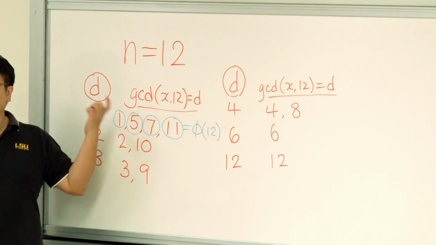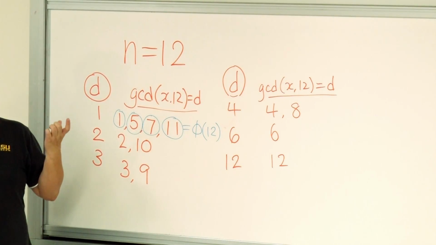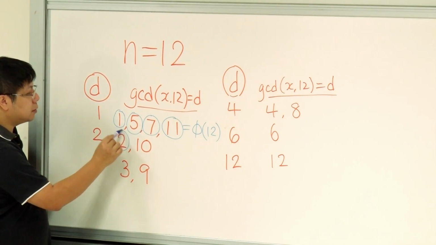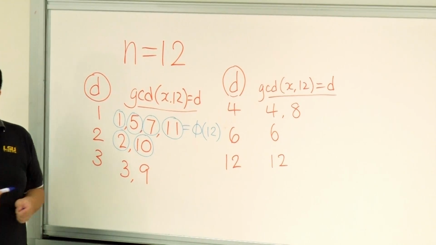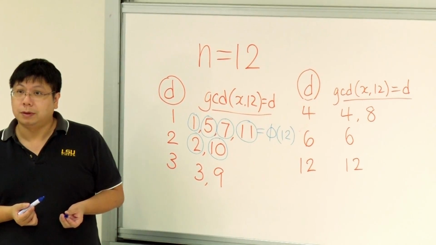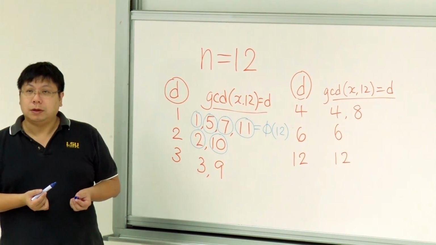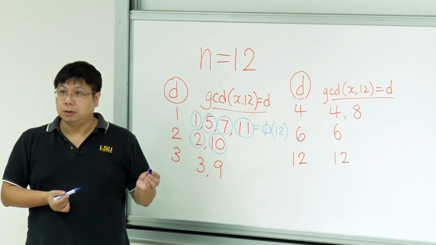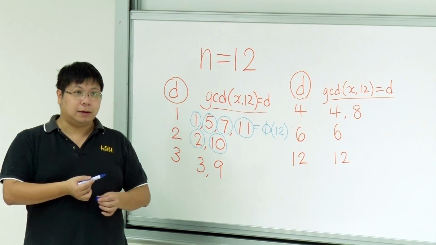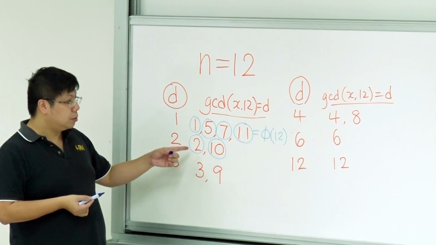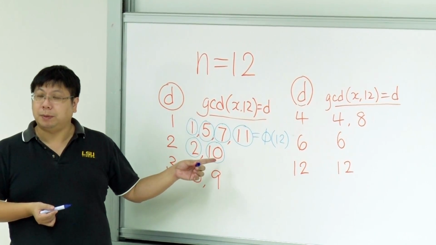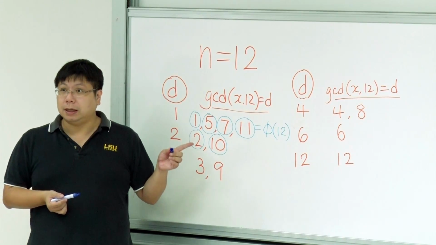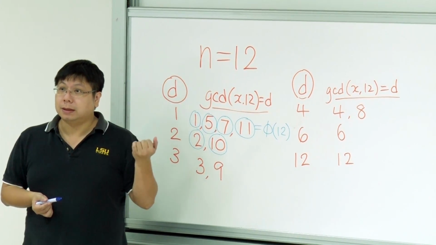Because these are the 4 numbers that have GCD 1 with 12. Is that okay? And how about this one? These are the numbers that have GCD 2 with 12. So how many of them? If they have GCD 2 with 12, then let's divide by 2. So divide everything by 2. So this becomes 1 and that becomes 5. And these 2 numbers are those numbers that have GCD 1 with 6.